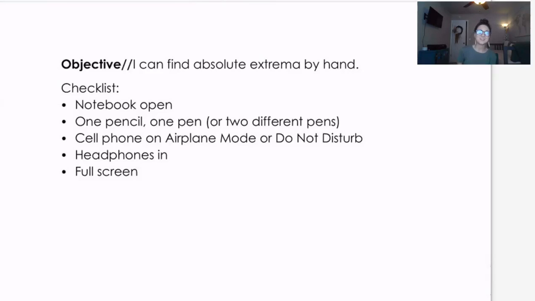Welcome back, Calc. So we are going to be looking at finding absolute extrema by hand today. I have the checklist on the screen. You know what to do from here.